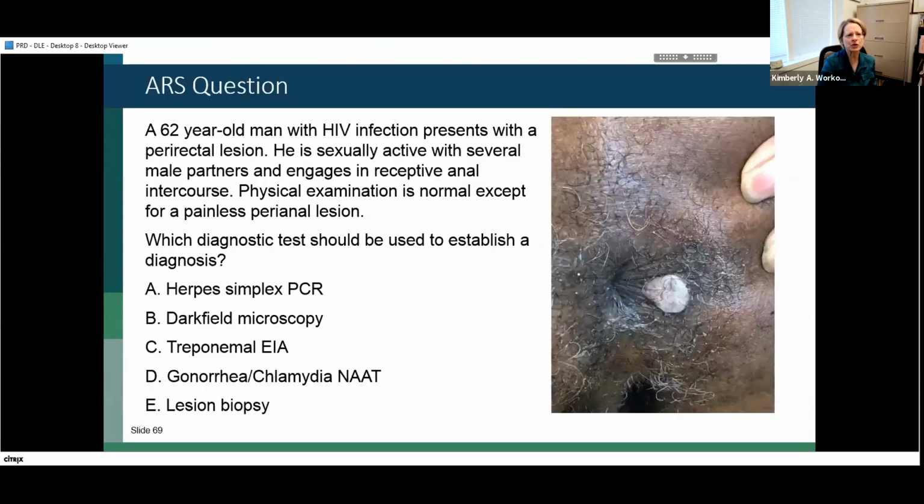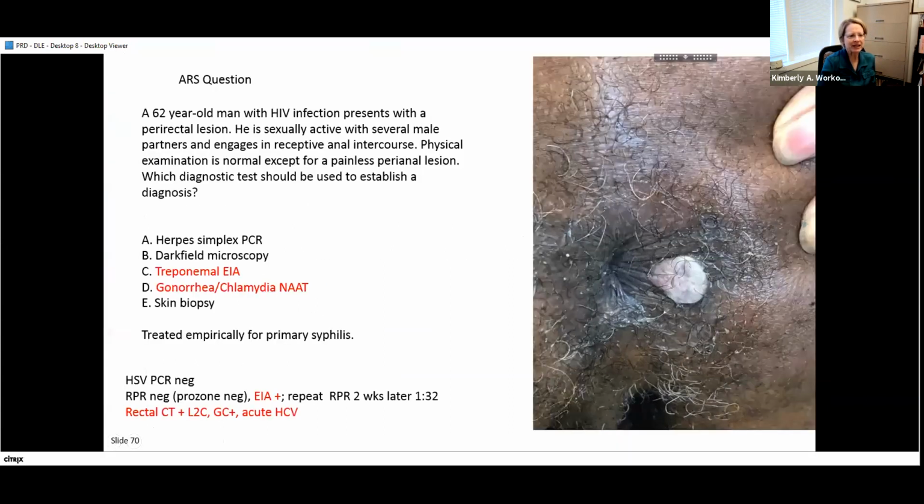So let's end with this question. This was my ARS question. This was the gentleman that presented with the perianal lesion. To give you an update on what he ended up having, to remind you of what you voted for to begin with, the issue is that he had more than one thing.